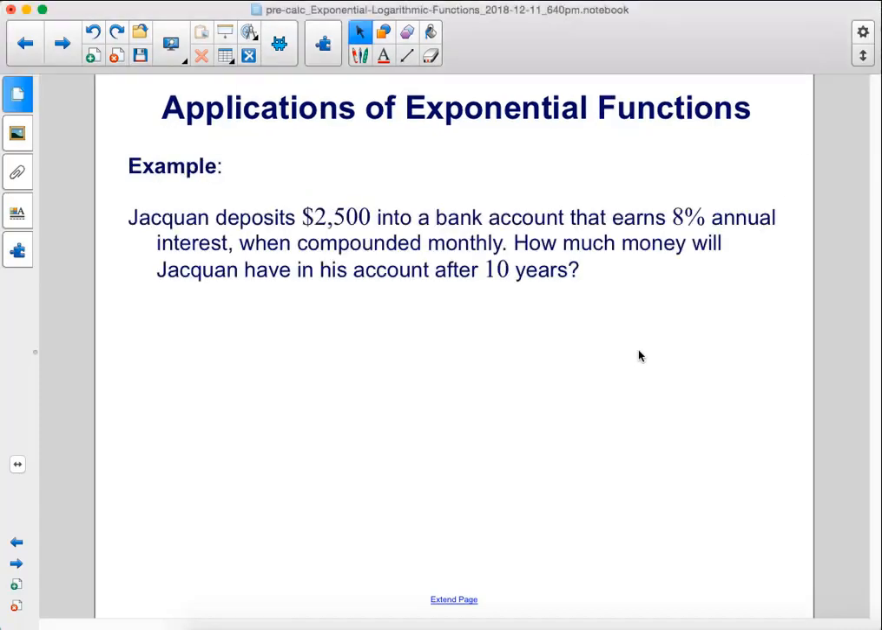Here's an example. Jaquan deposits $2,500 into a bank account that earns 8% annual interest when compounded monthly. How much money will Jaquan have in his account after 10 years?